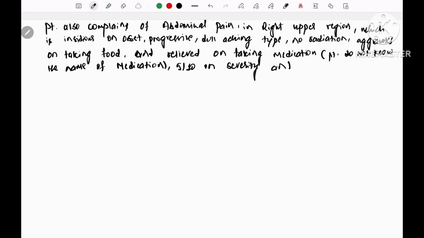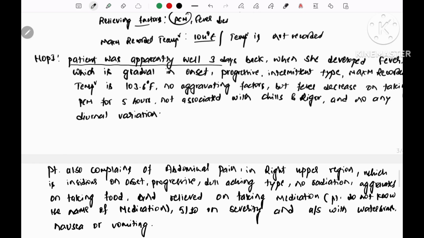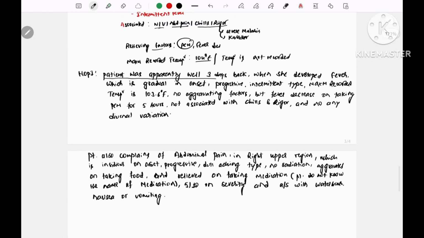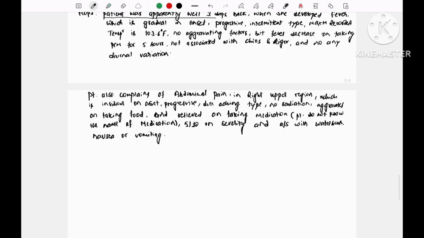and associated with breathlessness or nausea or vomiting. If anything is present, we have to mention it. Okay, so from this we have explained the chief complaints in the history of present illness.